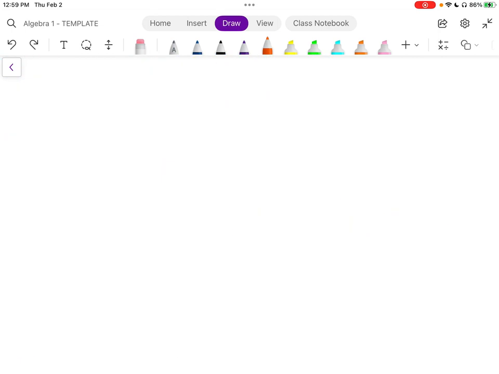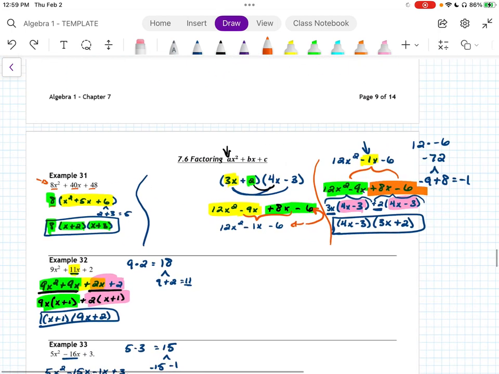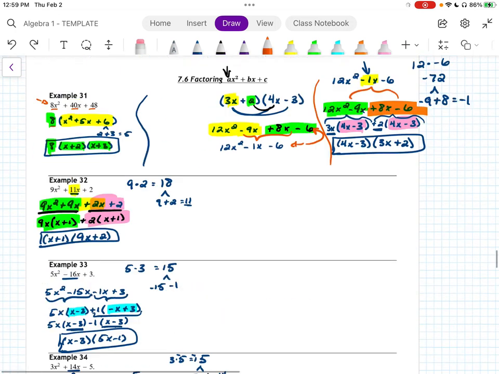All right, that is section 6. Is it just one more to go? I think so. All right, that's that.